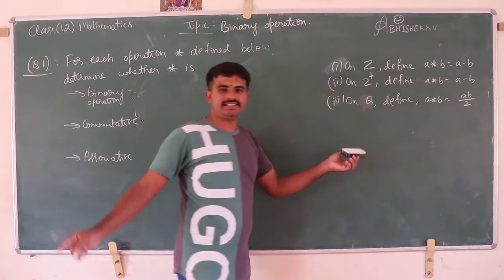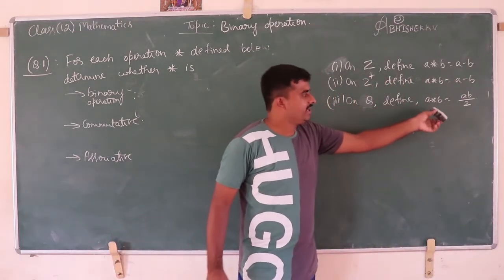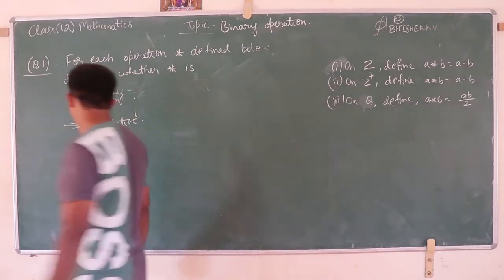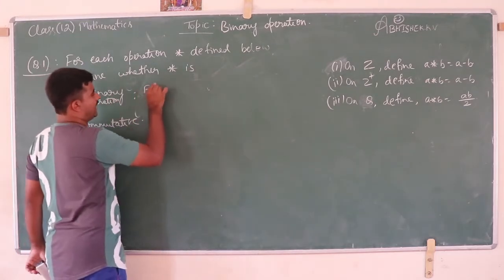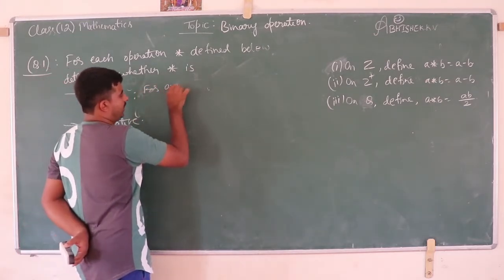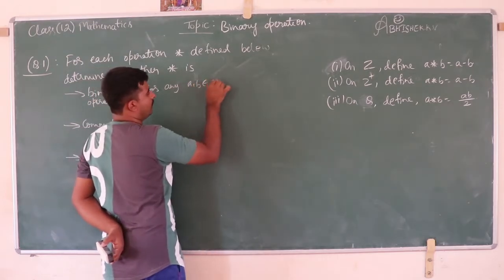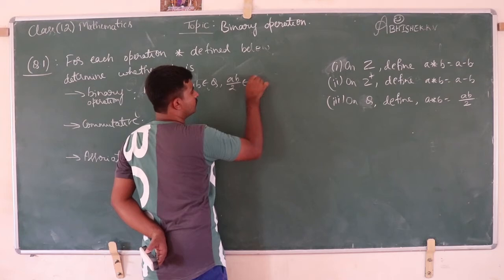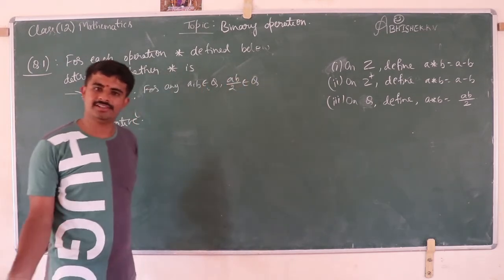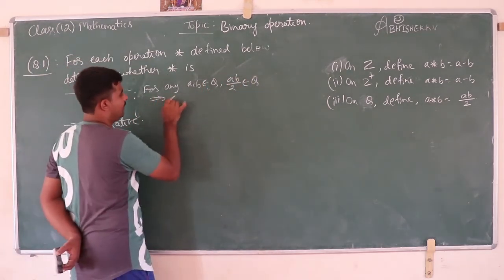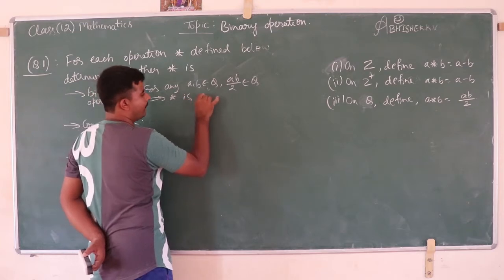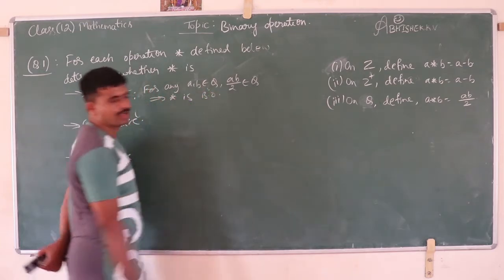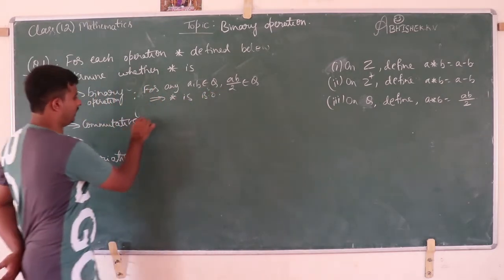On Q, the set of all rational numbers, define A star B is equal to AB by 2. See, for any two rational numbers A, B, AB by 2 also belongs to the rational numbers. It is obvious. This implies star is binary operation. What about commutative?